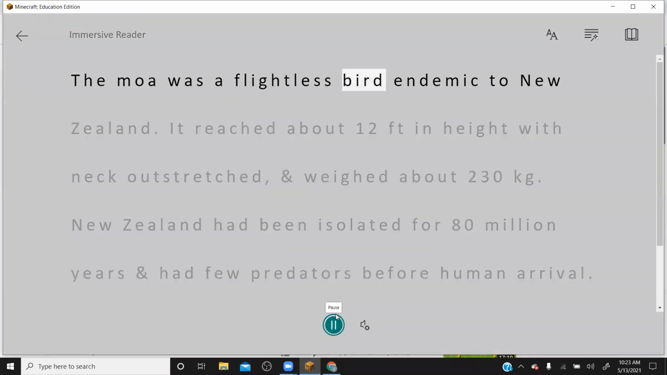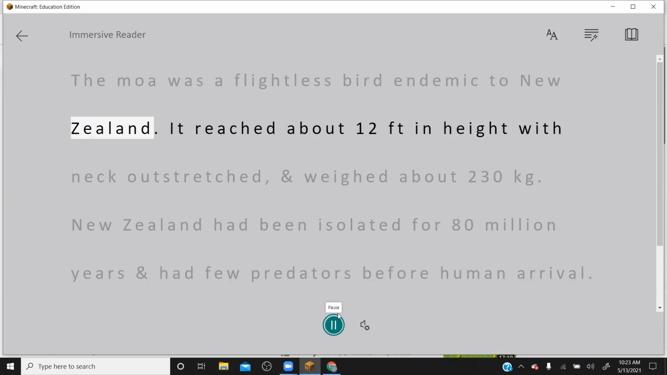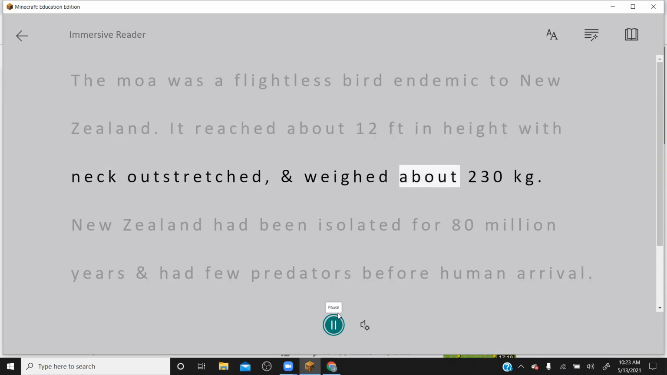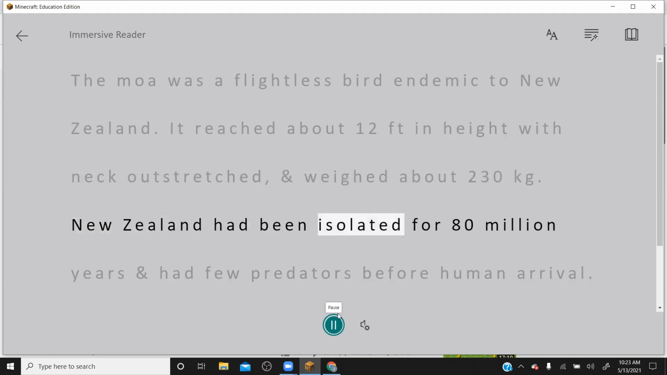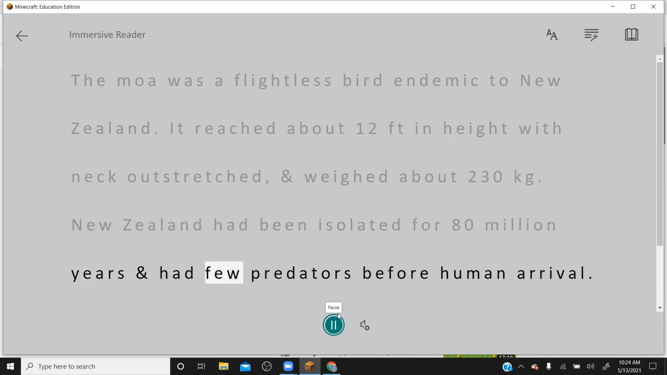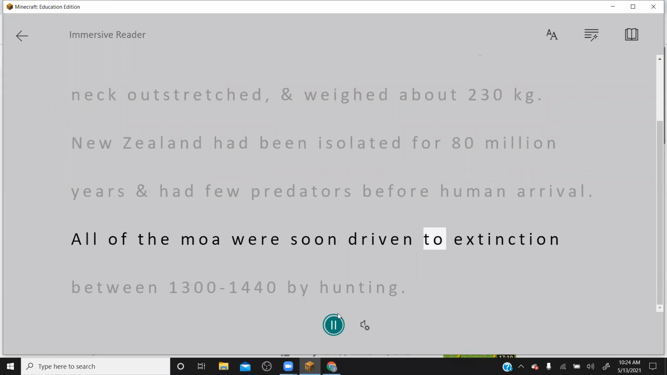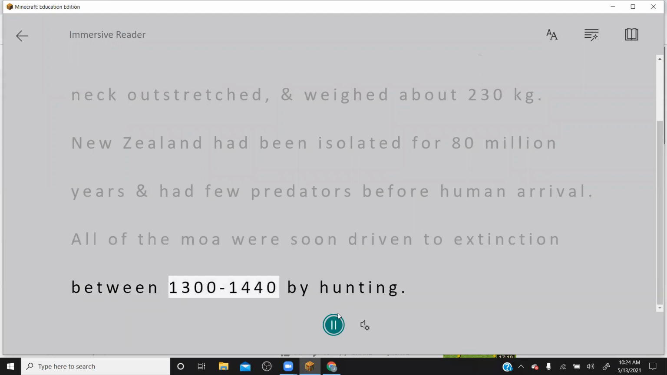The moa was a flightless bird endemic to New Zealand. It reached about 12 feet in height with neck outstretched and weighed about 230 kilograms. New Zealand had been isolated for 80 million years and had few predators before human arrival. All of the moa were soon driven to extinction between 1300 to 1440 by hunting.